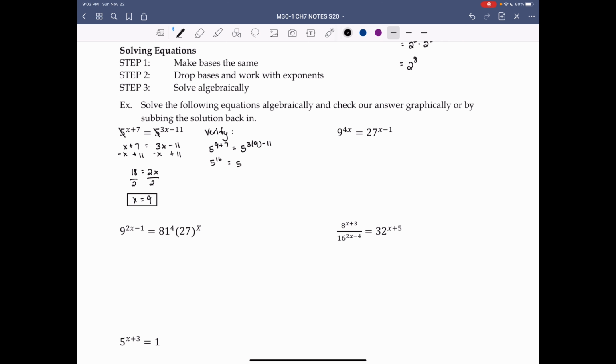Subtract 3x from both sides. That gives us 5x equals negative 3. Then divide by 5. We get x equals negative 3 over 5.